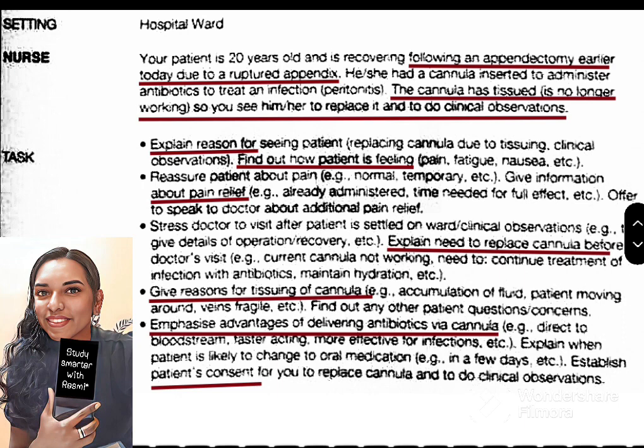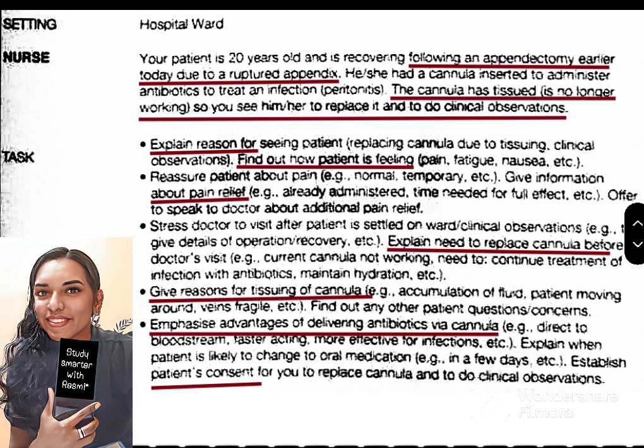Underline that earlier today, because you have to start with good morning, or even good afternoon, it's okay, because the surgery has finished in the morning. Due to a ruptured appendix, he or she had a cannula inserted to administer antibiotics to treat an infection, that is peritonitis. The cannula has tissued, is no longer working. So you see him or her to replace it and to do clinical observation.